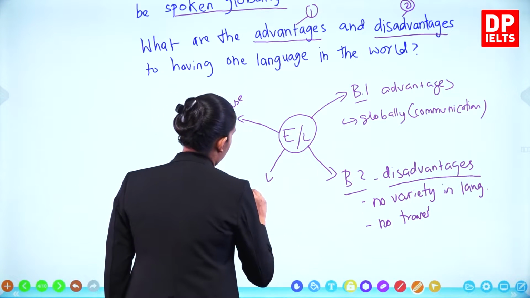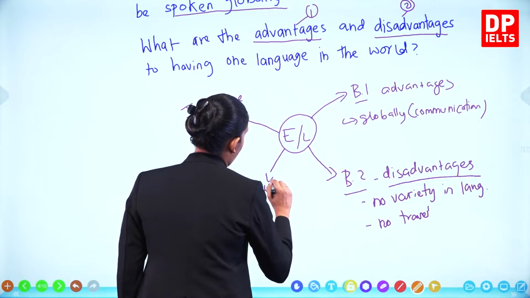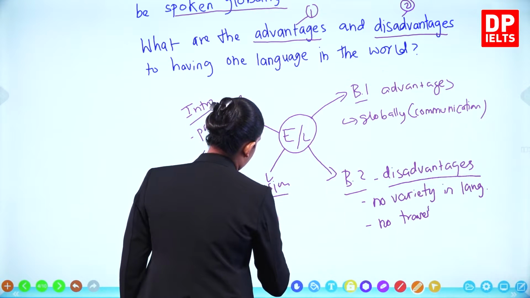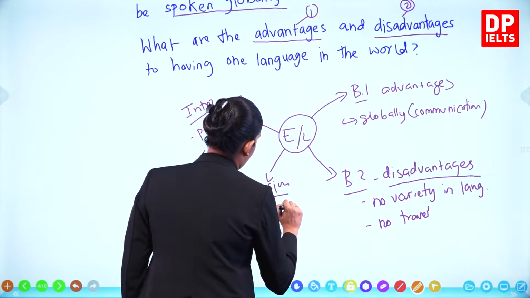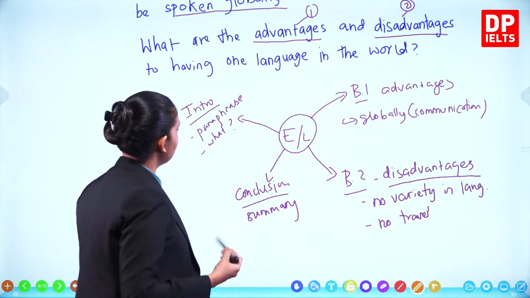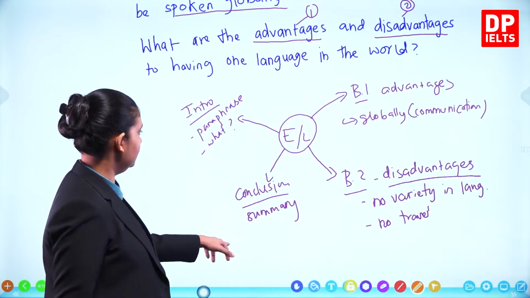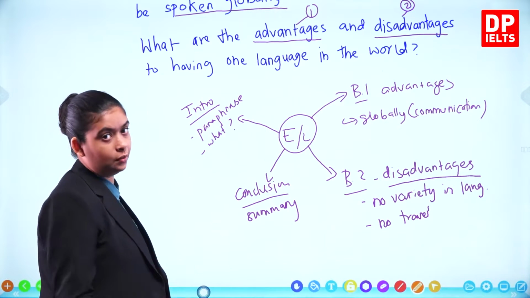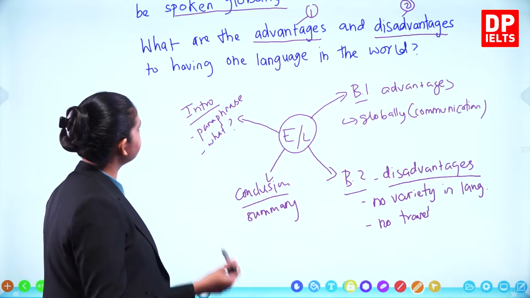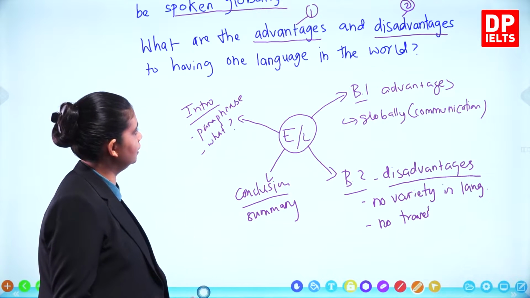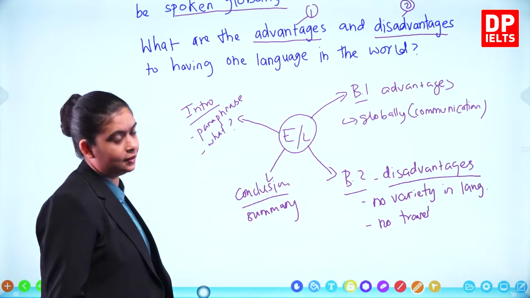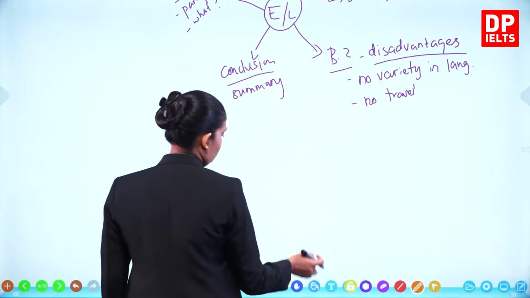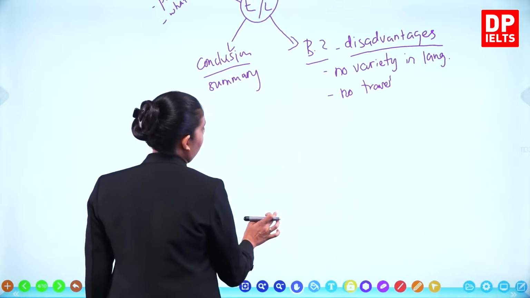Finally, you can write the conclusion, which is a summary. Now, some students might want to put their opinion here, right? And say, okay, I think there are more advantages or there are more disadvantages. But really in the question, they're not asking us that, okay? So we write the introduction first, okay?